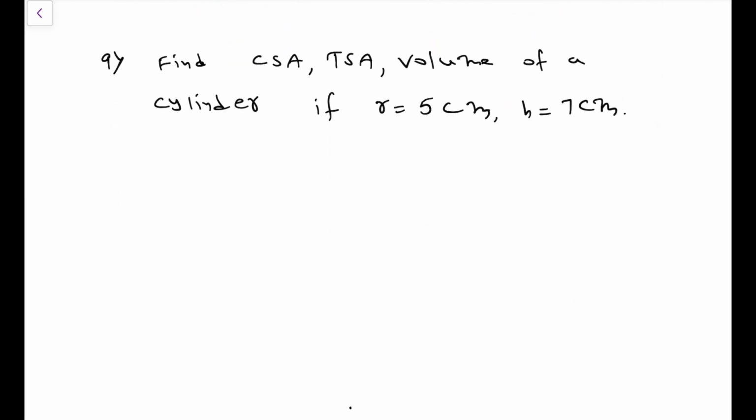Next question is find curved surface area, total surface area and volume of a cylinder if radius is 5 centimeter and height is 7 centimeter. What is the formula for curved surface area of a cylinder? That is 2 pi r h. So that is equals to 2 into pi value.